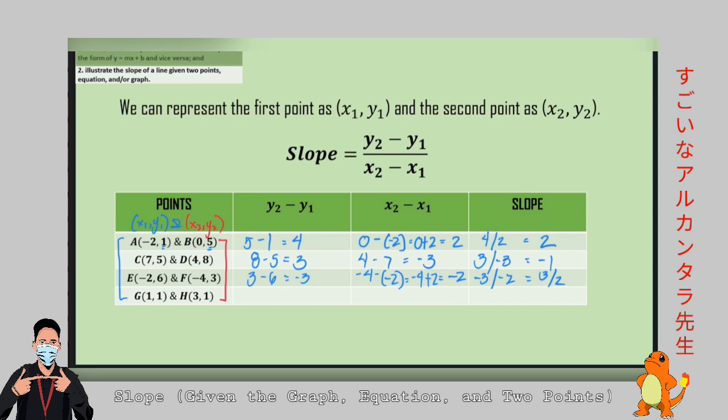Then lastly, we have y sub 2 minus y sub 1. 1 minus 1, that is equal to 0. Then we have 3 minus 1, that is equal to 2. So 0 over 2 is equal to 0. So these are our slopes. So we simply have to know how to label properly our second point and our first point. Knowing how to label properly will help us out a lot in this concept.